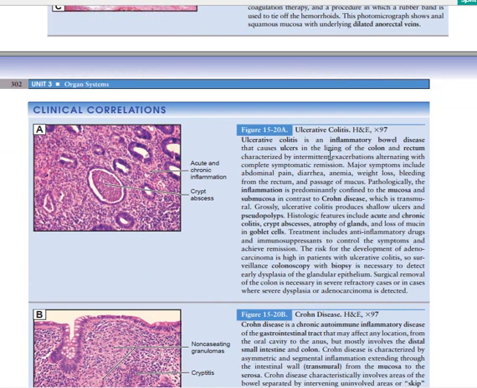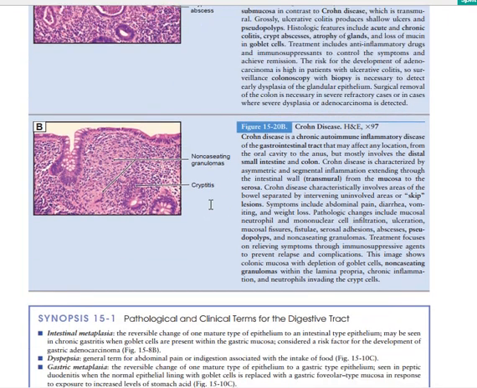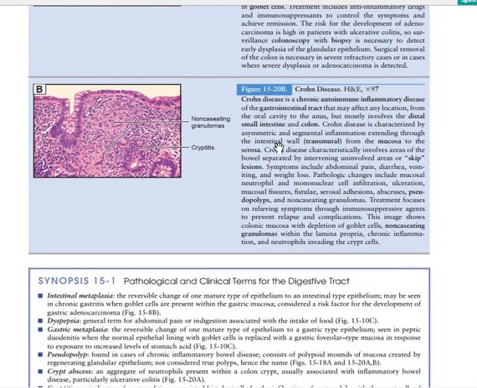So the next clinical correlation is ulcerative colitis. Ulcerative colitis is an inflammatory bowel disease that causes ulcers in the lining of the colon and the rectum. You need to know that ulcerative colitis does not go above the ileocecal junction. It starts from the cecum downward to the rectum, basically. And then on the histologic section, you can see acute and chronic inflammation, and then you see crypt abscesses. Then the next one is Crohn's disease.